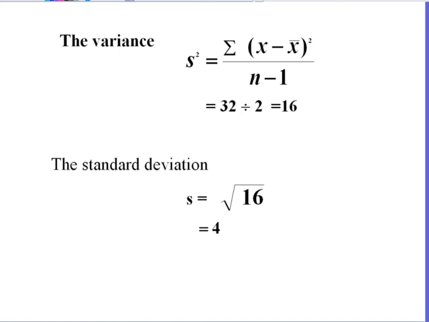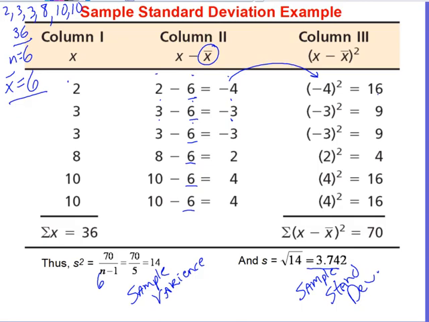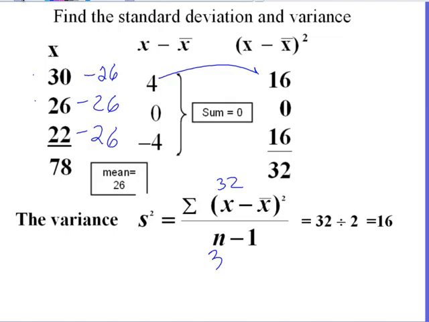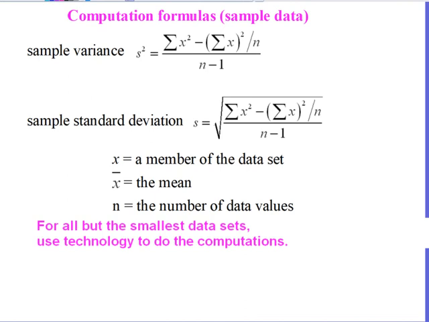Well, 4 has to be in relationship to the average that we got from 4, which was 26. I say 4 is pretty close to 26, at least closer than the other 2 were. So I would say that these data is pretty close together.